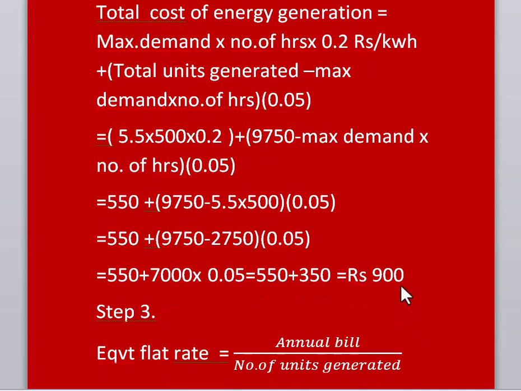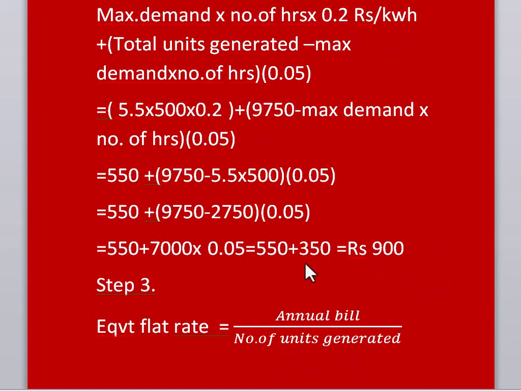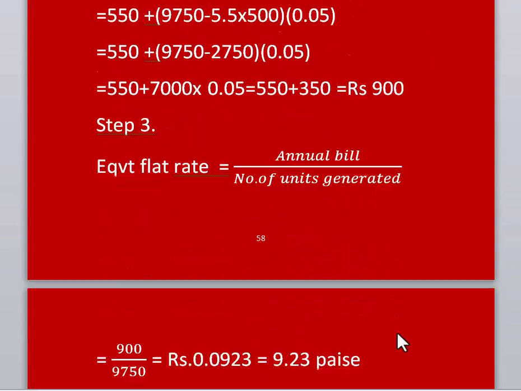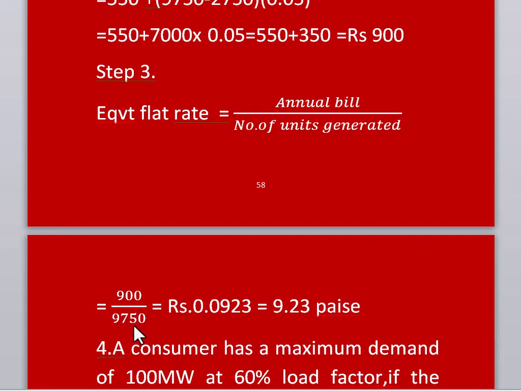for consuming 9750 units. Now let us calculate the flat rate per unit. This is the annual bill, and we know how many units are consumed per annum, that is 9750. Substitute: annual bill divided by number of units generated. So that is 900 divided by 9750. Then after simplification we get the value as 0.0923 rupees per unit, or that can be written as 9.23 pies.